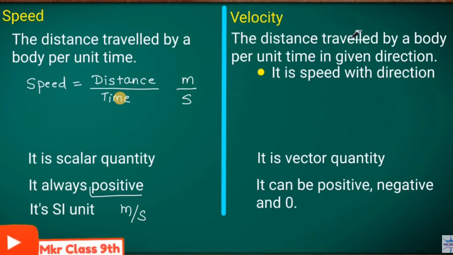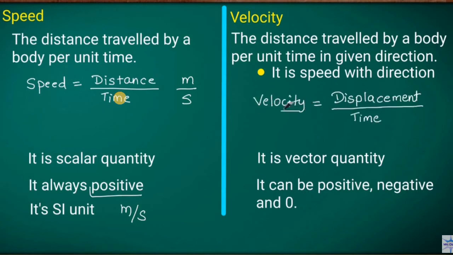Now the next physical quantity is velocity. Velocity means the distance traveled by the body per unit time in a given direction. As we saw in displacement, it is the same here: the distance traveled by the body per unit time, but here the direction is required. So in what kind of direction the object has moved. The distance traveled by a body per unit time in a given direction is considered the velocity.